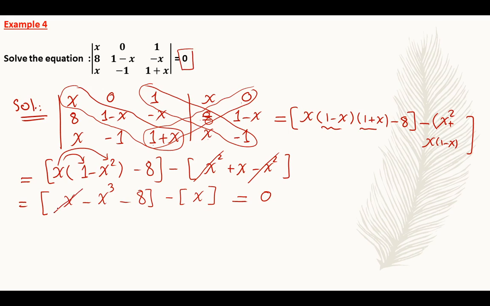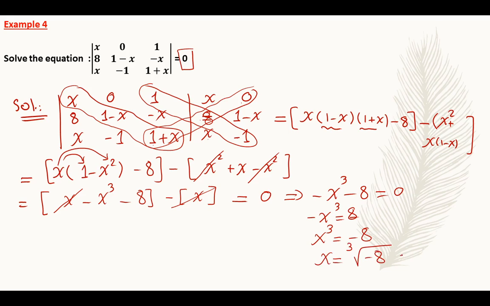Here x will be cancelled by negative x, so now we have negative x power of 3 minus 8 equals 0. So here we have that negative x power of 3 will be equal to 8. So x power of 3 equals negative 8, by taking the cubic root, x will be the cubic root of negative 8, which is equal to negative 2.